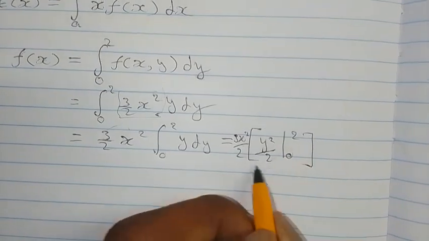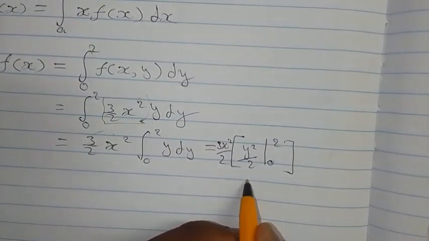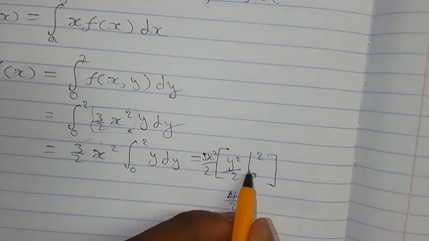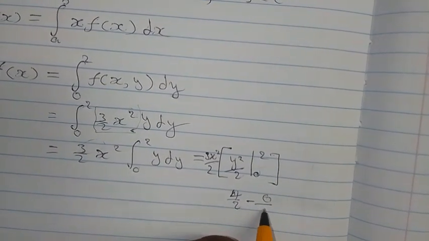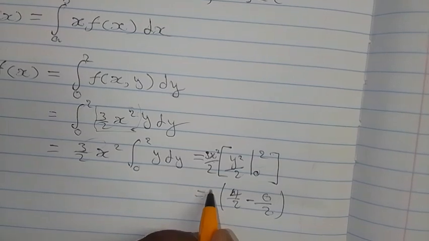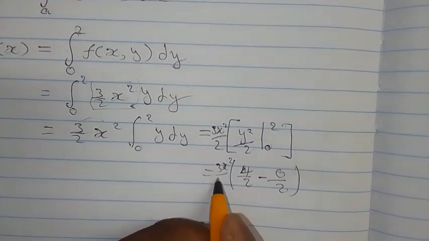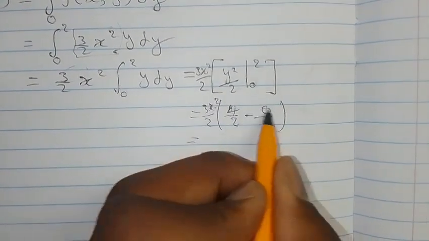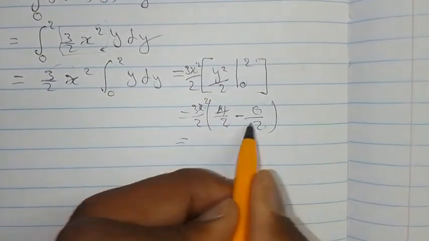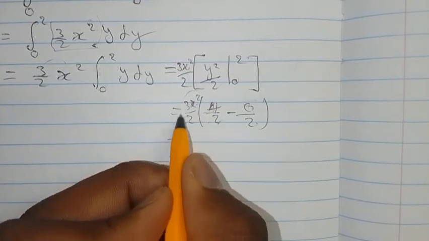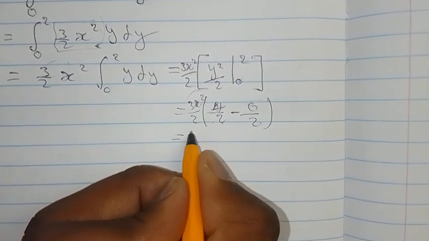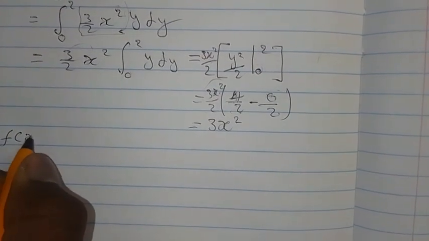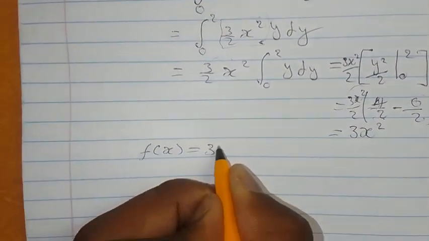Now we substitute in the boundaries here. Substituting 2 for y squared gives 4 over 2, and then we subtract 0 squared, which is 0 over 2, and then we multiply that with 3x squared over 2. Then 4 over 2 is just 2, minus 0 over 2, which is just 0, so we have just 2. 2 minus 0 is 2. Then we multiply that with 3x squared over 2, and we're just going to have 3x squared. That means the marginal density of x is just going to be 3x squared.